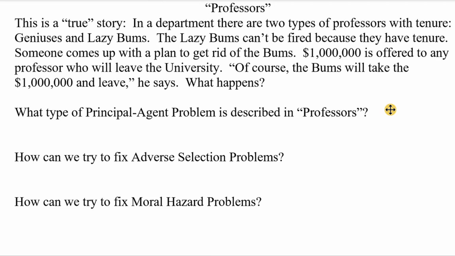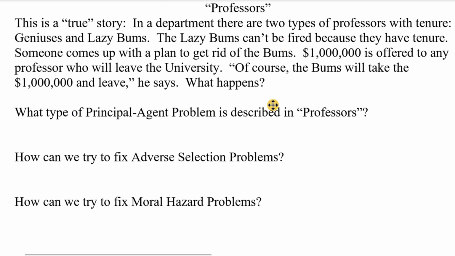Think about the plight of the lazy bums. If they took the $1 million and left, would they be able to get a job somewhere else? It'd be very difficult for them to get a new job because they haven't done anything in years, and that's pretty easy to check that someone hasn't been getting grants, their teaching evaluations aren't very good, and they're not publishing any books or any research articles. So in this story, the end result was that all of the geniuses took the $1 million, resigned, and got even better jobs at other universities. All of the lazy bums stayed because if they left, they'd be finished. No one would give them a job in the future.